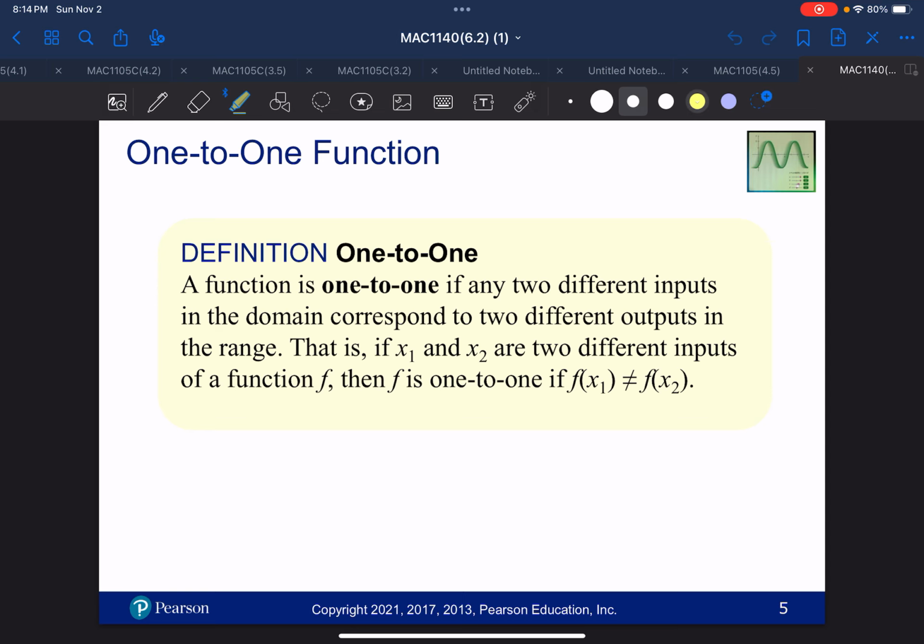So first, if you remember the definition of a one-to-one function, this is a function for which any two different inputs in the domain correspond to two different outputs in the range. That is, if x1 and x2 are two different inputs, two different x values of the function, then f is one-to-one if and only if the outputs do not equal each other. We learned that in order for a graph to be a function, the x values don't repeat. Well, for a function to be one-to-one, the x values and the y values both cannot repeat.